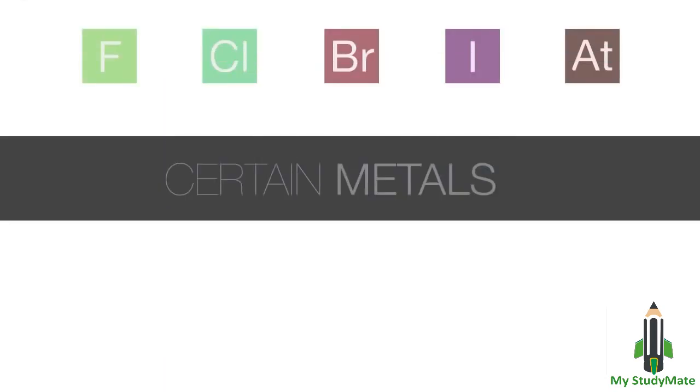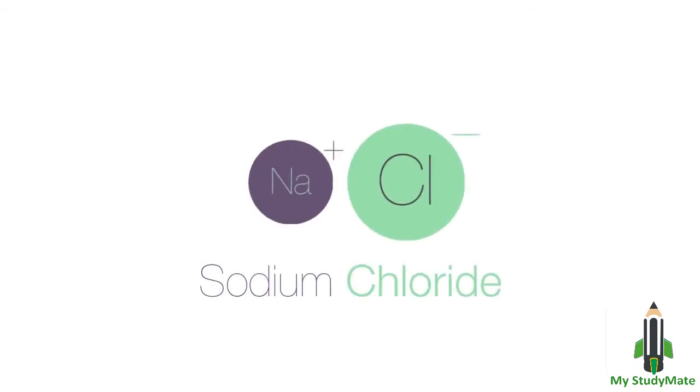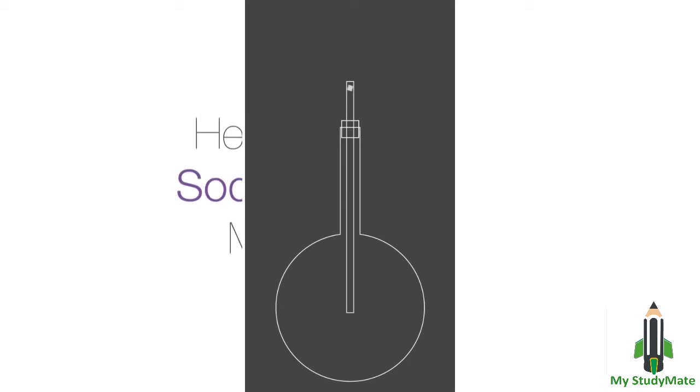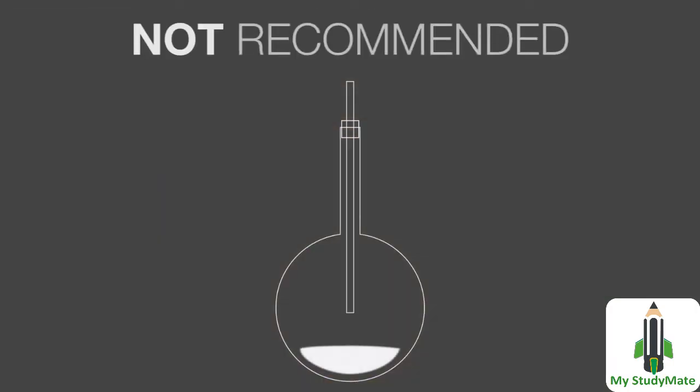Halogens can react with certain metals to form metal halides. A very common metal halide is sodium chloride, or regular table salt. Sodium chloride is extracted from the sea or from salt mines. Sodium chloride can be produced from the reaction of heated sodium metal with chlorine gas. Since it is a highly exothermic reaction, it is not recommended that this be done in a laboratory.